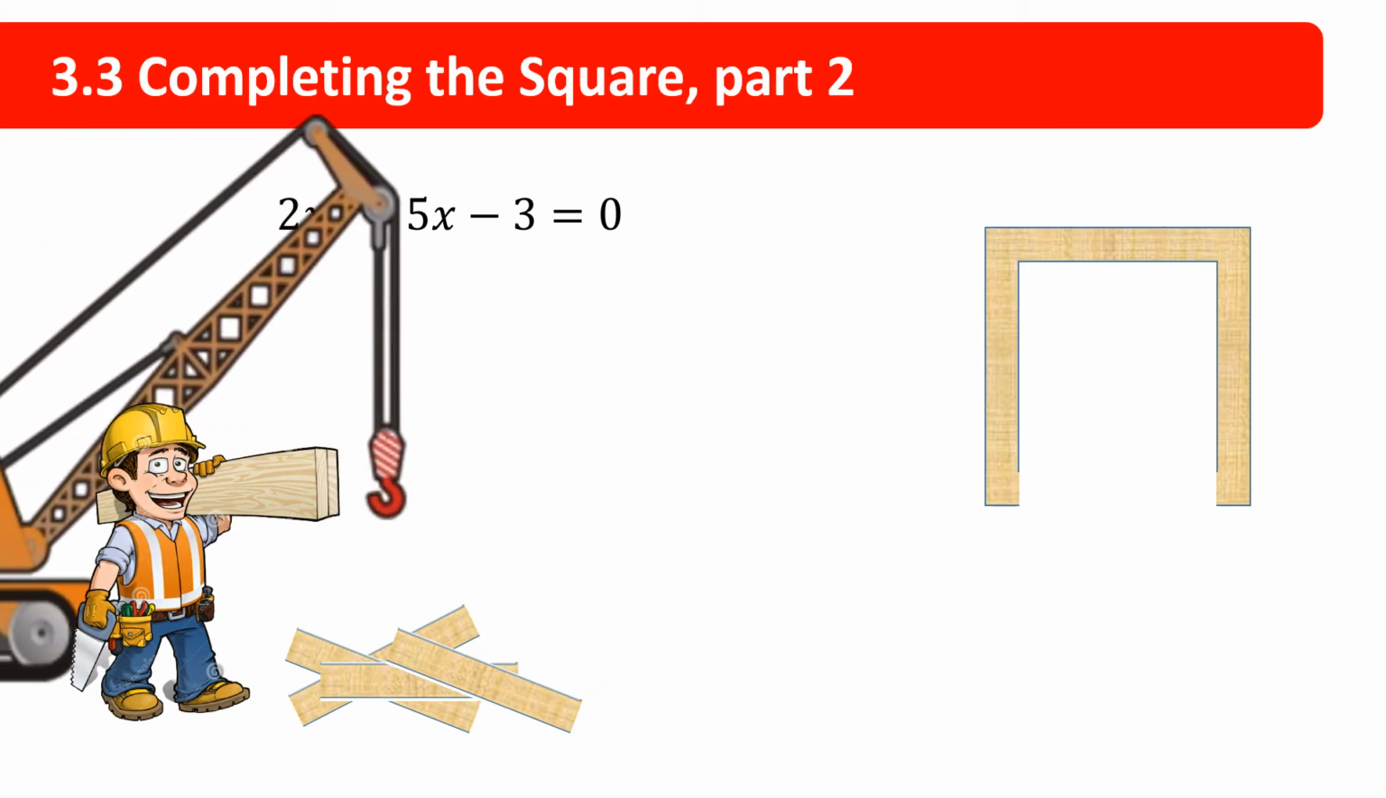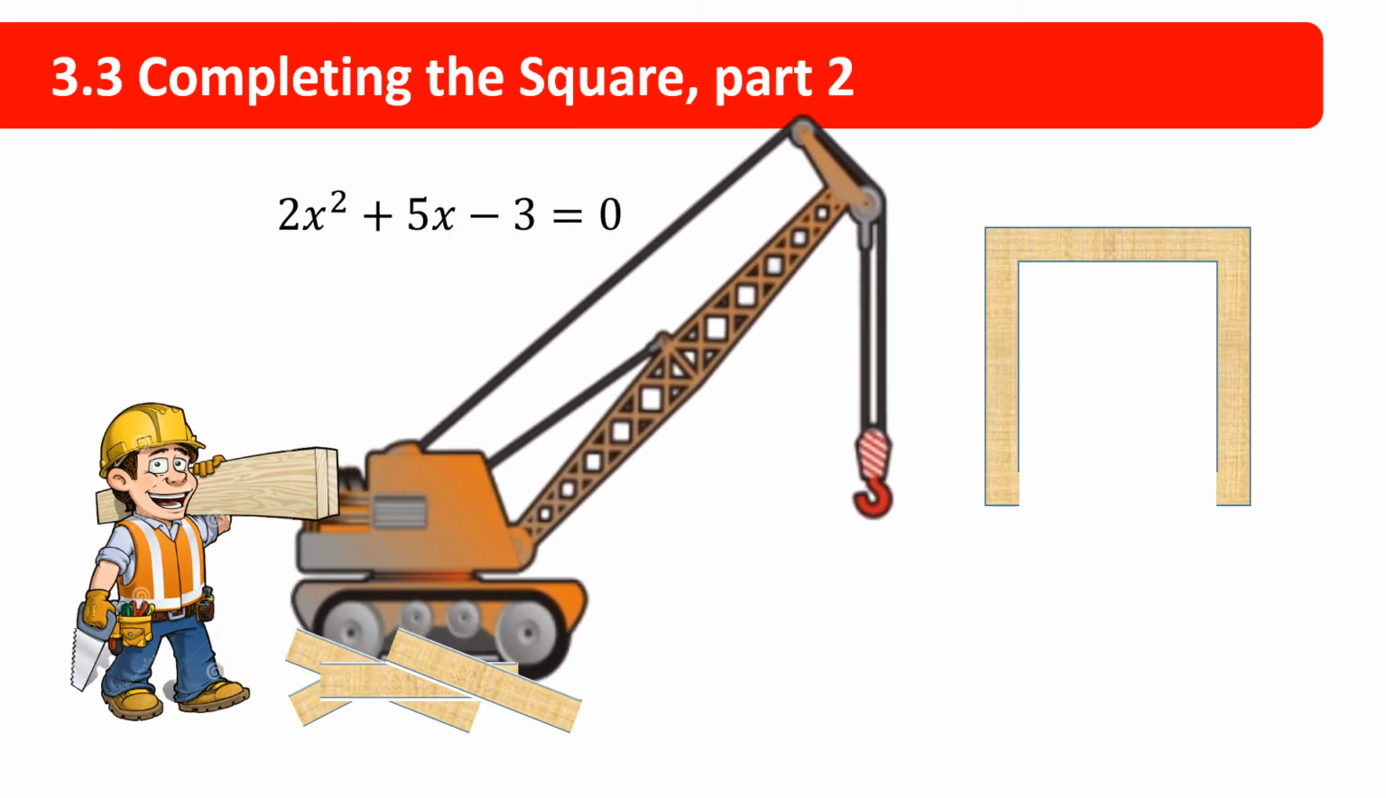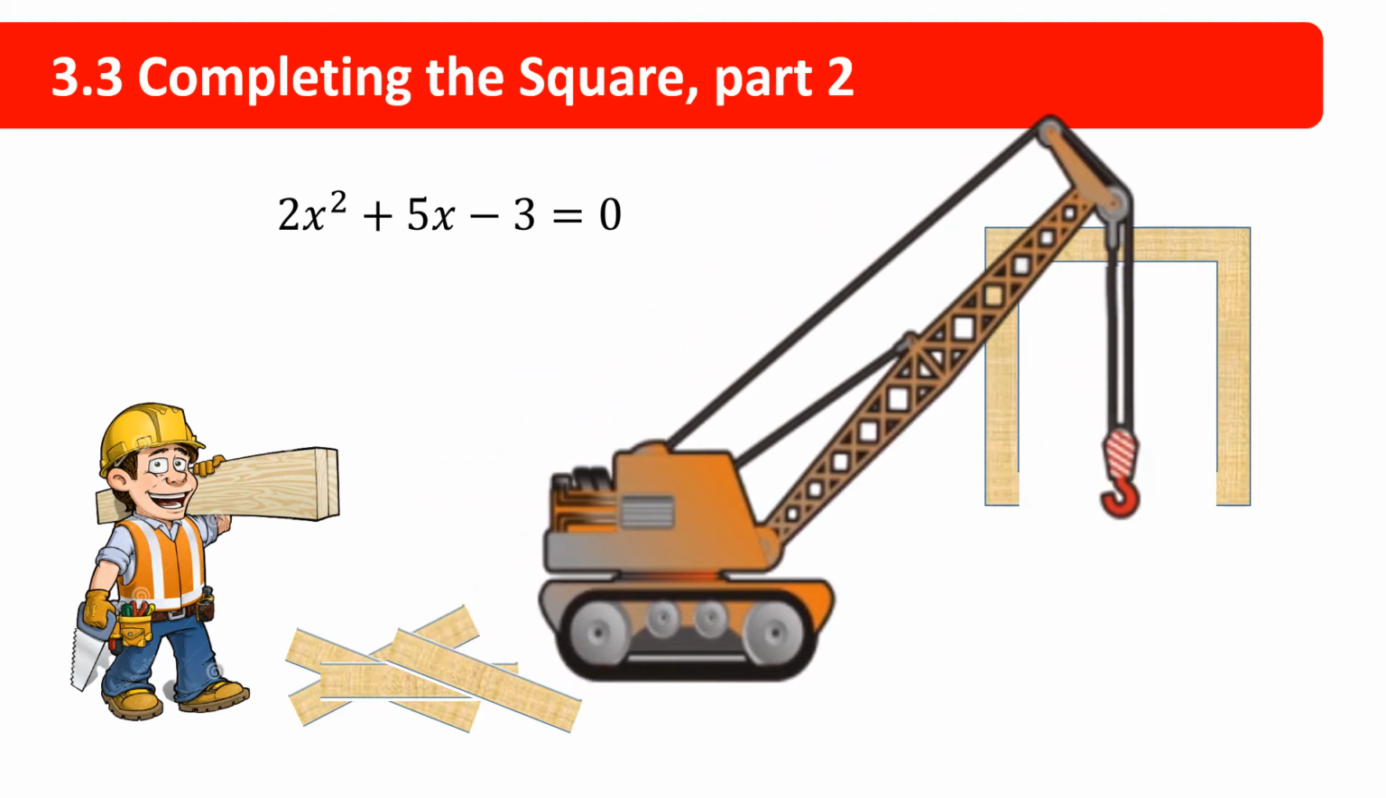In our first take on completing the square, we were dealing with trinomials that had a values of 1 and b was even. If you can see the trinomial we're dealing with now, our a is a 2 and our b, a 5, is an odd number. We're going to be able to do this work, but it's going to require a little bit more heavy lifting to do so.